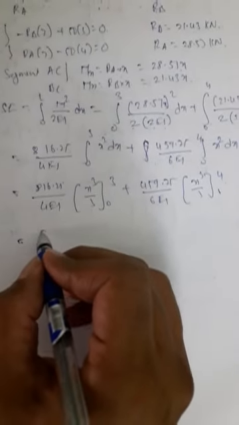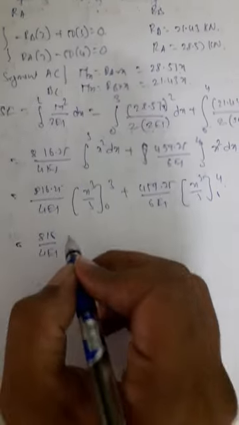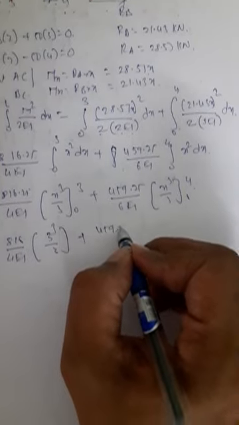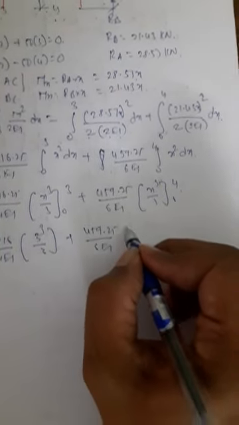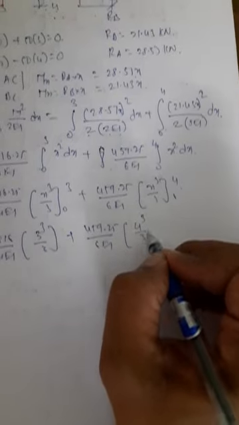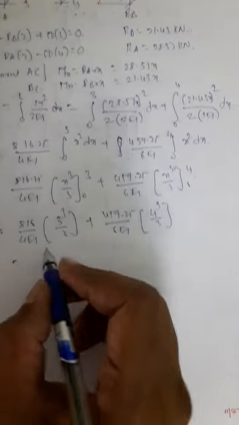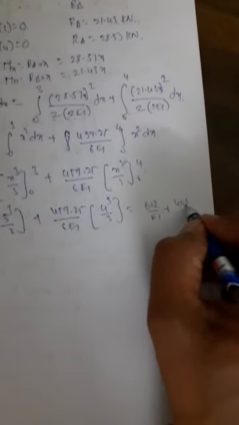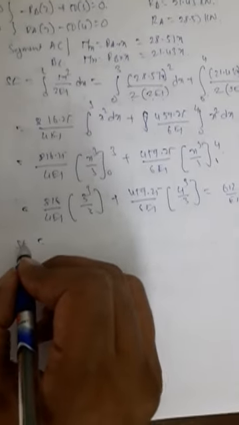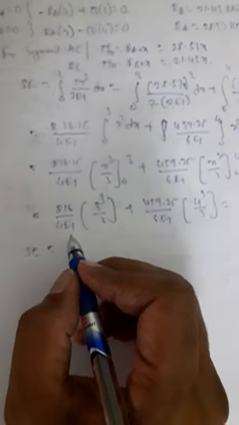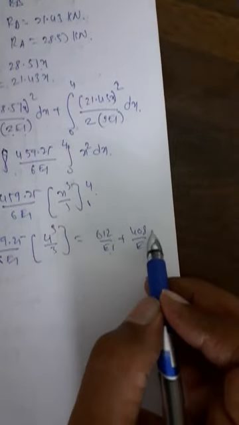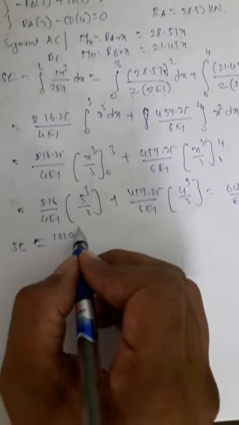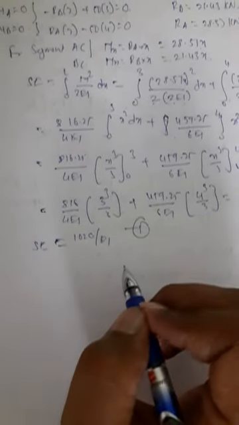So substitute the values: 816 by 4 EI, x is 3, 3 cube by 3, plus 459.25 divided by 6 EI, x is 4, 4 cube by 3. You get the value 612 by EI plus 408 by EI. So solving all these, the values are 612 by EI, 408 by EI. So the total strain energy you get is 1020 by EI. Let this be equation 1.